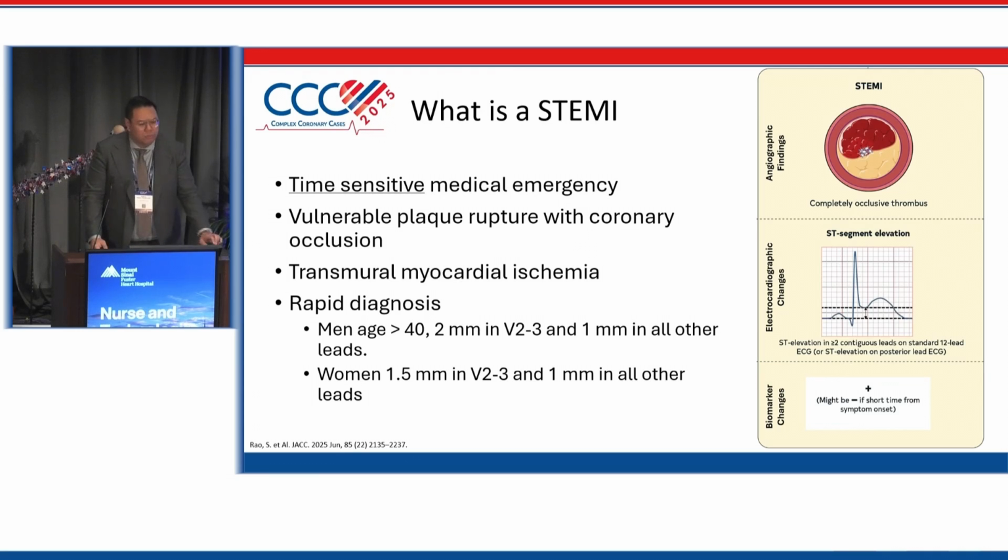So as a quick review, what is a STEMI? It's a time-sensitive medical emergency. It often manifests with sudden onset chest pain. This chest pain occurs because there's a vulnerable plaque rupture in the coronary artery, which activates the clotting cascade. That clotting cascade causes a completely occlusive thrombus in the coronary artery. That occlusive thrombus causes transmural myocardial ischemia through all three layers of the heart muscle: the endocardium, myocardium, and epicardium. And we can see these ischemic changes very quickly on EKG. As you all know, in the cath lab, when we inflate a balloon, we sometimes see ST elevations just from the ischemia that we induce during the procedure.